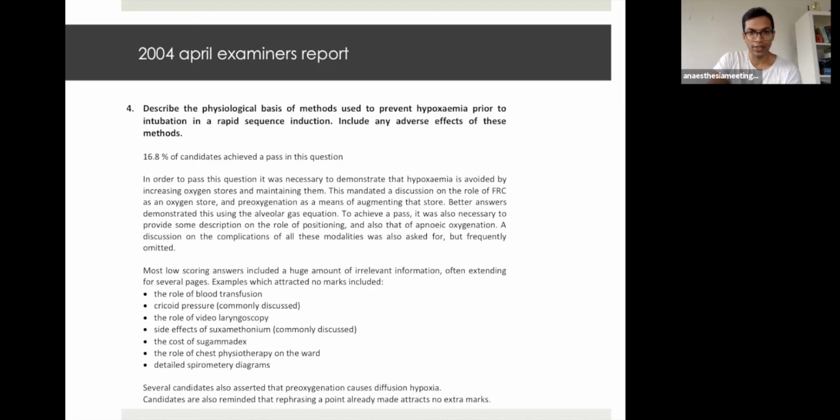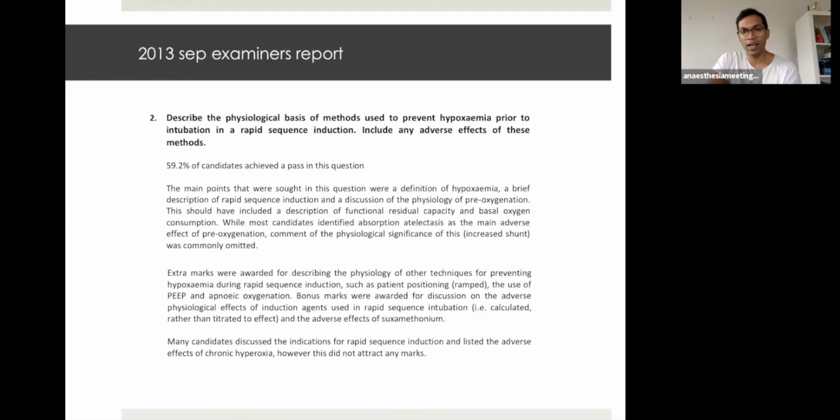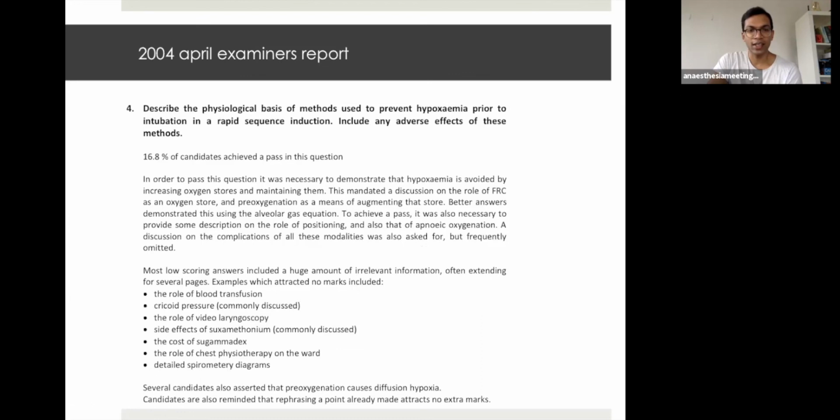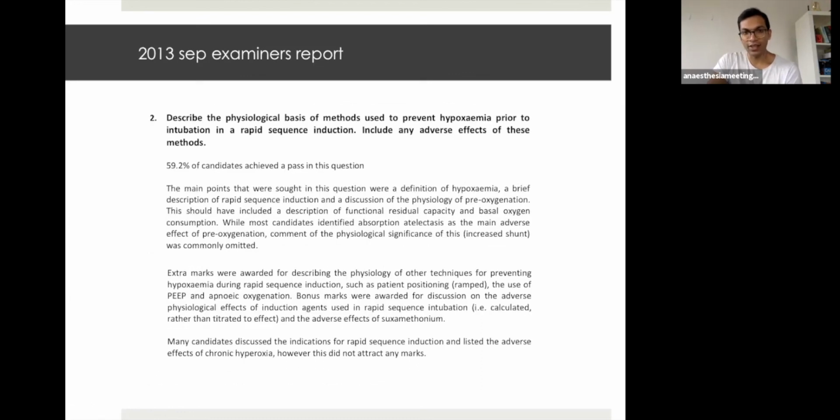No extra marks included, and just nine years later or whatever, you've got extra marks were awarded for adverse effects, physiological effects of induction agents used in rapid sequence induction, and the adverse effects of succinylcholine. And this is incredible. It's exactly the same question, and nothing much has changed really. But suddenly this examiner's decided that they're going to allow that, or they think that that's reasonable.